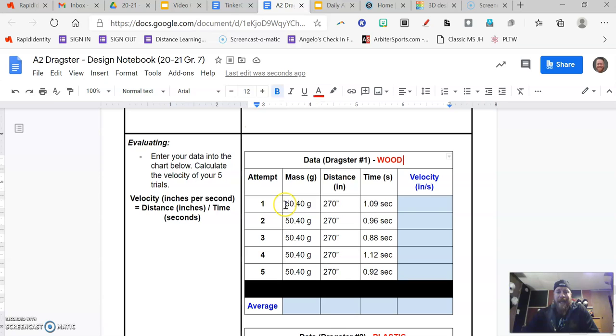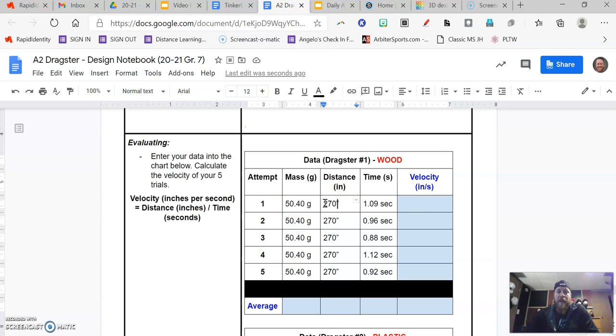And then we want you to copy this data down right here. I tested this out 5 times on our track in class. So the mass was 50.40 grams. That didn't change. I didn't make any changes to the car in between the first time I tried this and the second time that I tested this out. So all of these masses are the same.